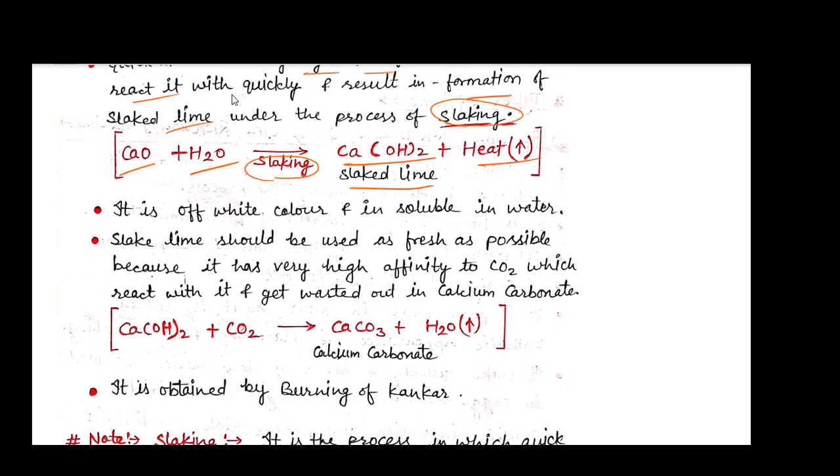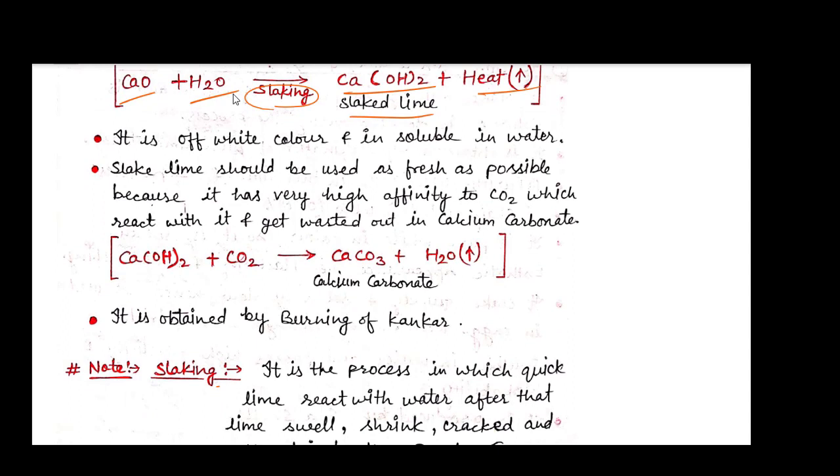It is off-white in color and soluble in water, so it should not be used for work which is in the front part. Slaked lime should be used as fresh as possible because it has a very high affinity to CO2 also, which reacts with it and gets wasted in the form of calcium carbonate. So it should be used only at the time of implementation.